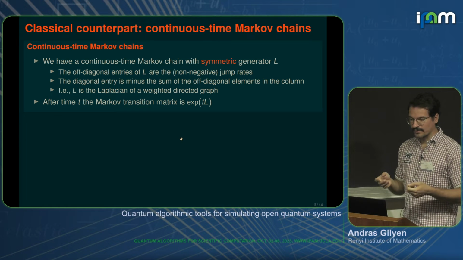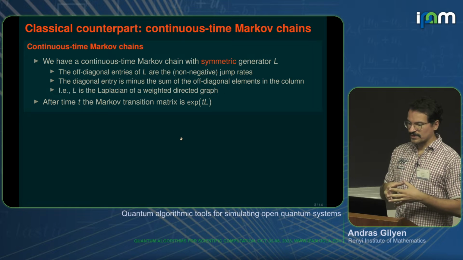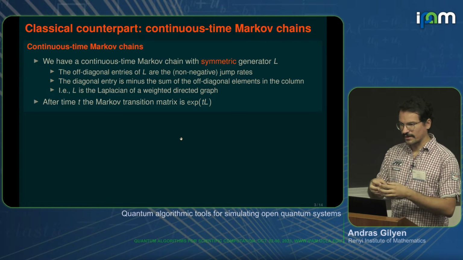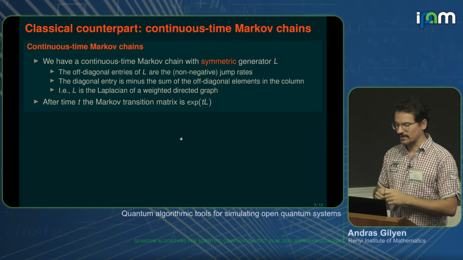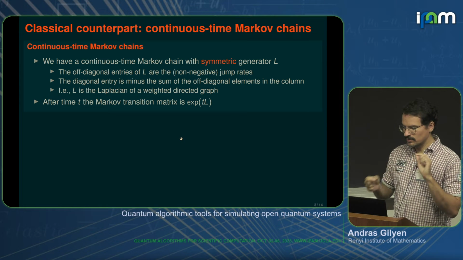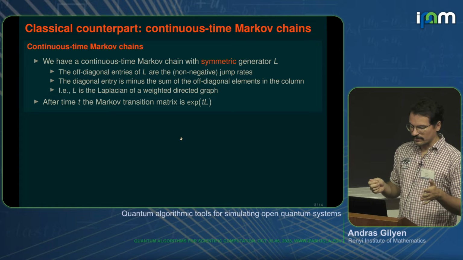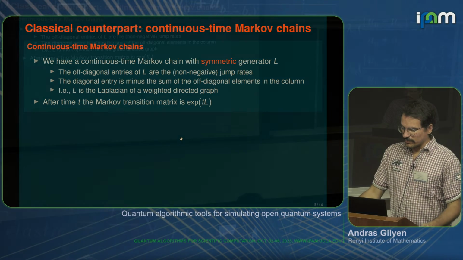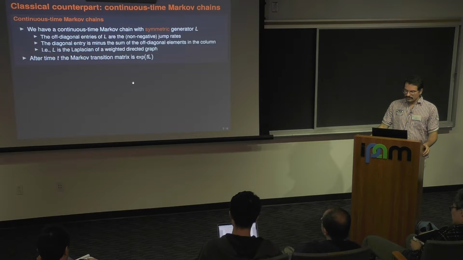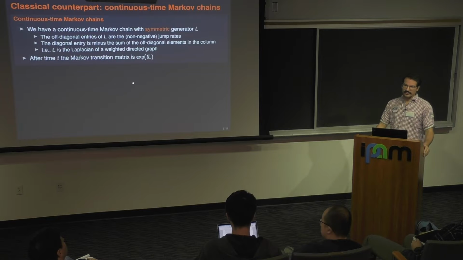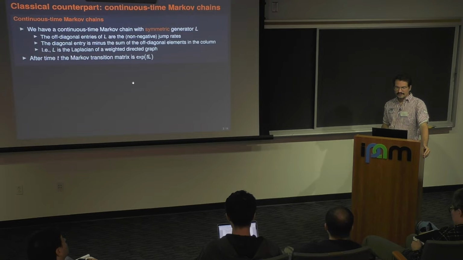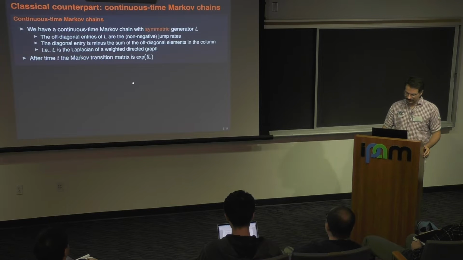The same thing happens in the quantum case, but there you are exponentiating a super operator because you act on density operators rather than just vectors, which are distributions. There also, if you have a Lindbladian in the form that I described, then this exponentiated superoperator will always be a quantum channel, that is a completely positive trace preserving map, which is the quantum analog of Markov chains.